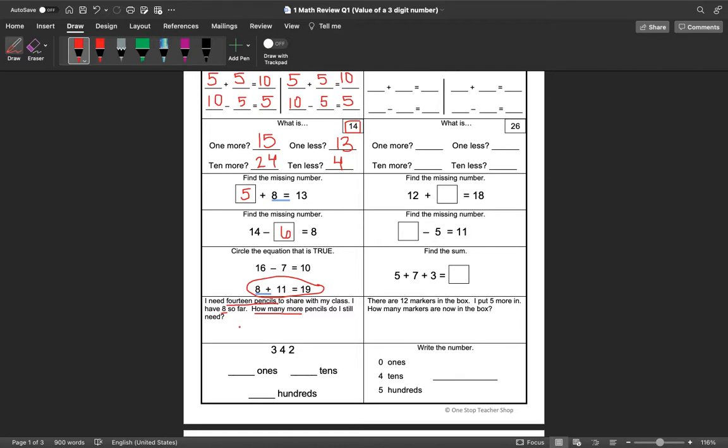So in order to find the answer, I'm going to have to say 14 minus 8, and just like this is part of the fact family that's up here. So our answer is 6. So remember, in a word problem, after you write your number, you have to write your units. So you're going to need 6 pencils.